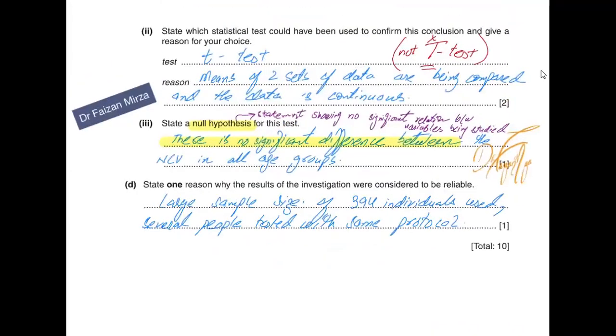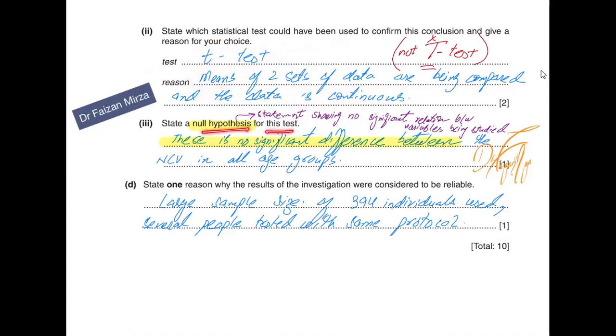We move on. State which statistical test would be used to confirm this conclusion, and give a reason for your choice. So the test here will be t-test. We know that t-test actually is used when means of two sets of data are being compared. We already know that means are calculated for continuous data only. So wherever you have continuous data and means are being compared, you can use t-test there.